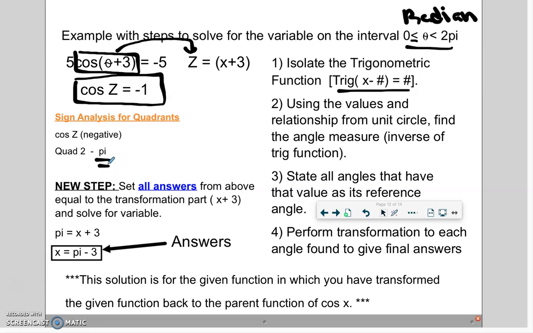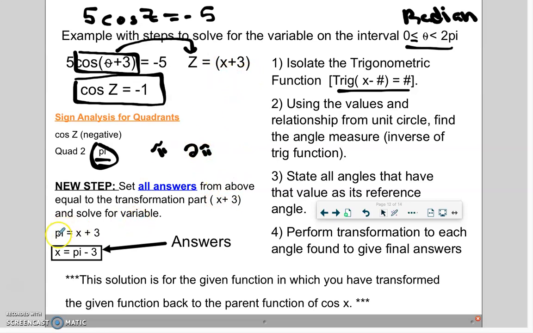And previously in all those other lessons we've been done. The reason we would be done at this point is if the original was 5 cosine of z equals -5, and we're just solving for z, then yes, that would be my answer. But since we have this theta plus 3, this x plus 3, we have to undo that transformation. So our new step is that as soon as you get your answer, even if it was, let's say, a second answer, let's say we had pi and then 2 pi, we would set both of these answers back equal to what the transformation was.